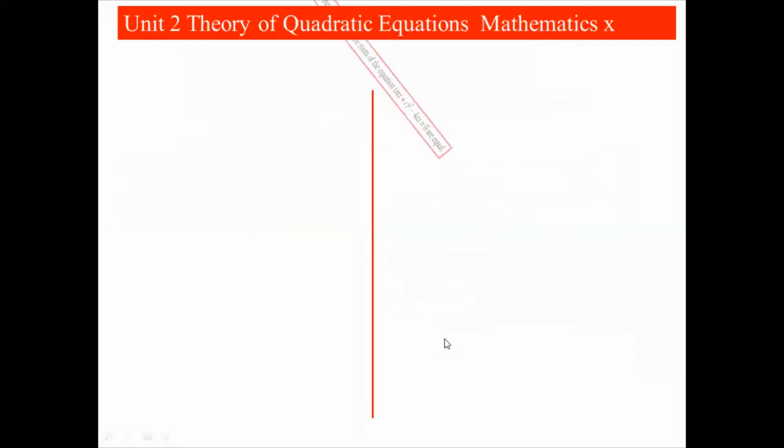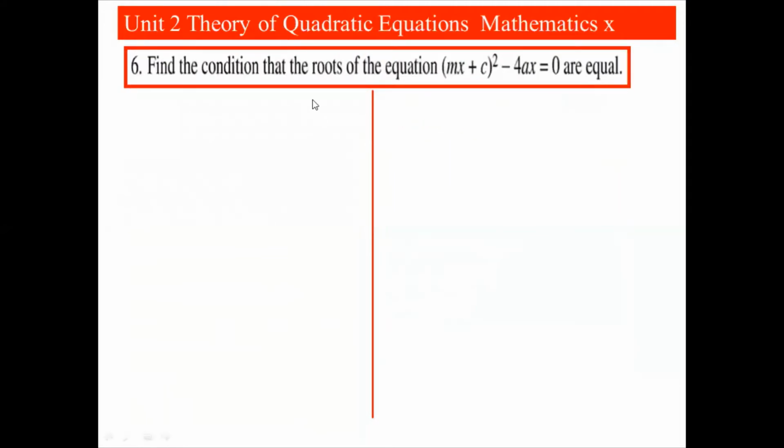Question 6. Find the condition that the roots of the equation (mx plus c) whole square minus 4ax is equal to 0 are equal. Now it is given that the roots are equal, so we have to find the condition. We know that for equal roots, the discriminant must be equal to 0.